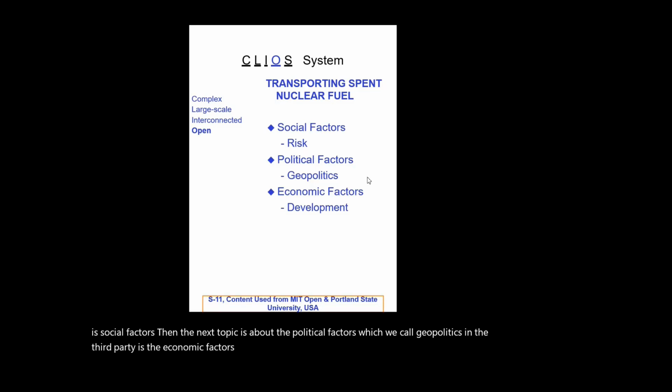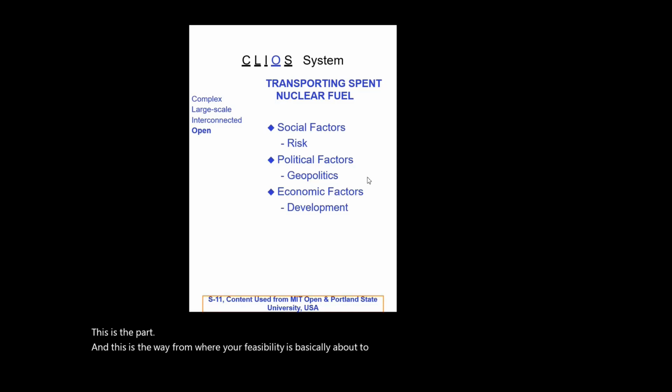When we talk about the social factor, we need to see what the fundamental risk is. How do people perceive and absorb any type of specific risk? For example, if we talk about an urban problem, you are a decision maker. This is the path, and this is the way from where your feasibility is about to be built in future. You connect A with B. Okay? So we actually merge and divide this specific part into two.